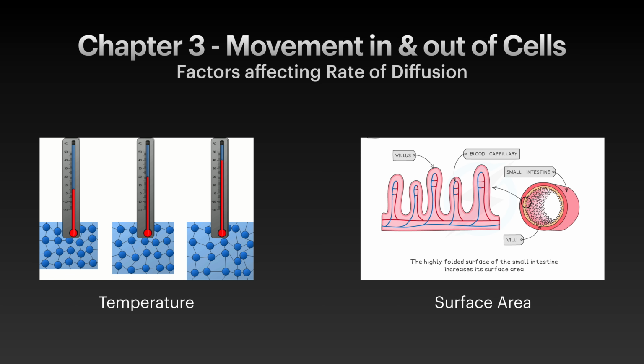Having talked about diffusion, we need to know what factors affect the rate of diffusion and how these adaptations help in the efficiency of diffusion of substances in and out of cells. There are four key factors affecting how fast diffusion occurs. It is the temperature, concentration gradient, surface area, and distance. Here we will look at temperature and surface area. Higher temperature means particles have more kinetic energy and can move faster, increasing the rate of diffusion. A larger surface area allows more particles to diffuse at the same time, increasing the rate.